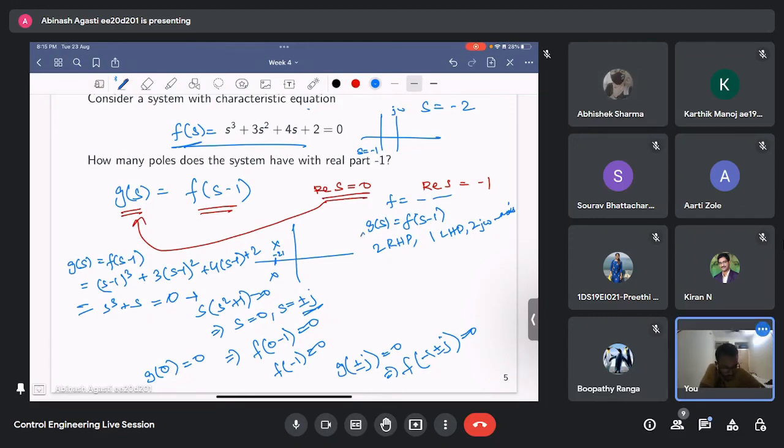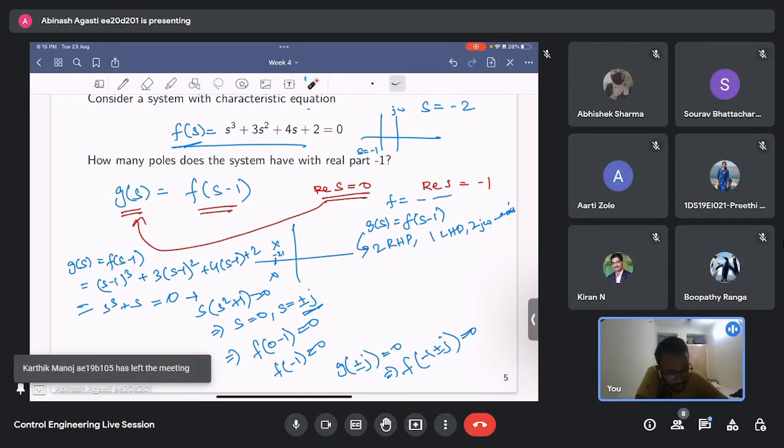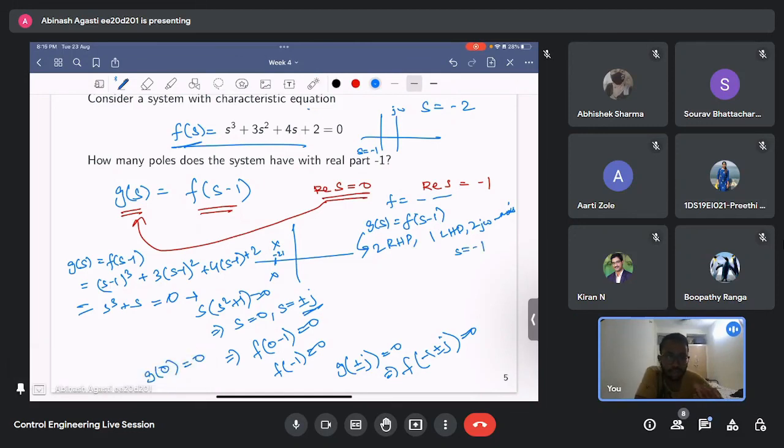This is for g of s, okay. So we saw that the roots on the j omega axis for g will correspond to roots for f on the s equal to minus 1 line. Correct? Is this part correct, did you understand?